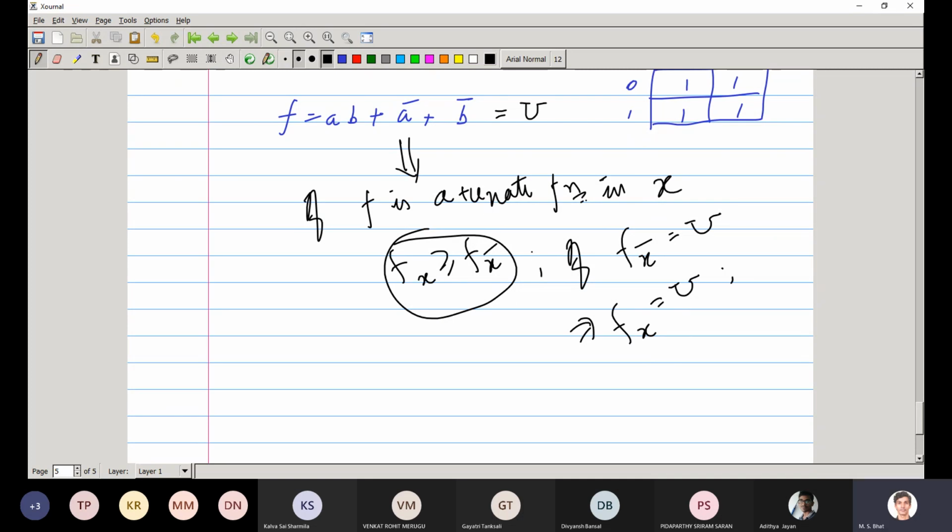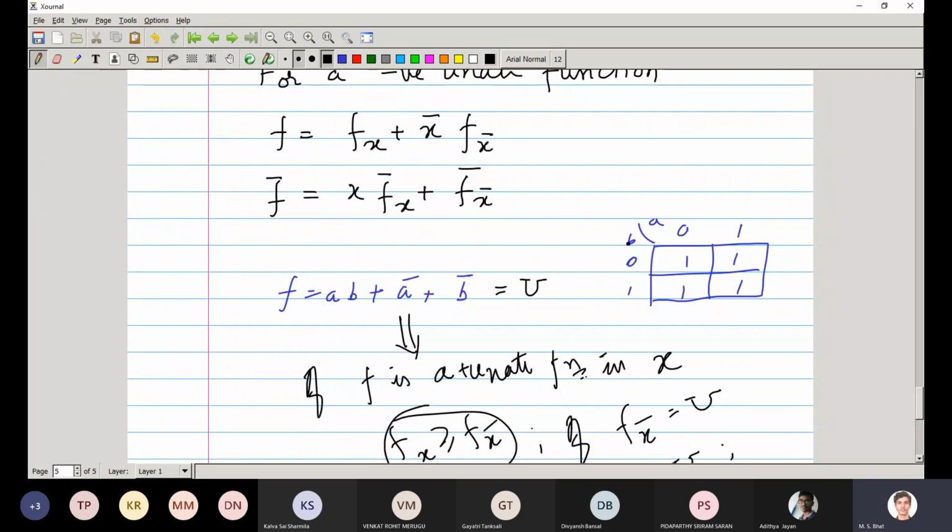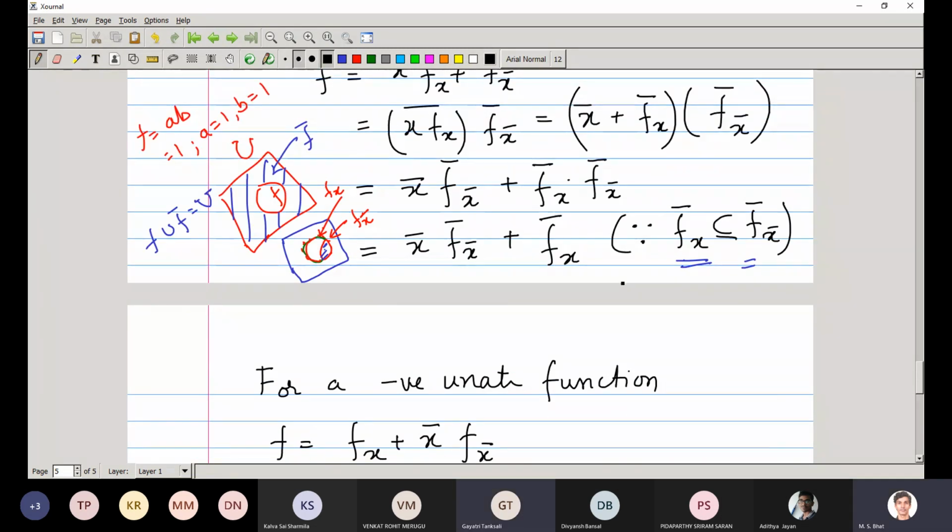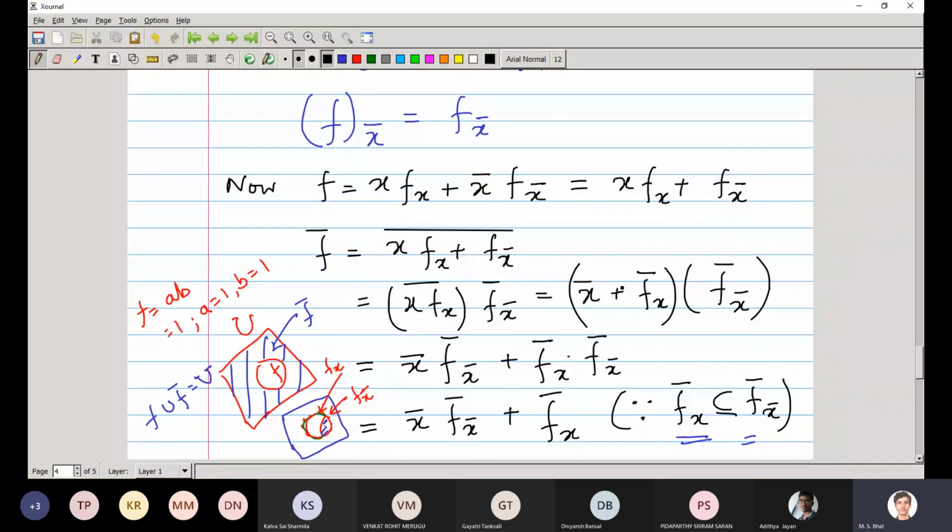So there are some optimizations that we can do while doing two-level minimization, multi-level minimization, and so on. These things will be applied there. Okay. Any other question?